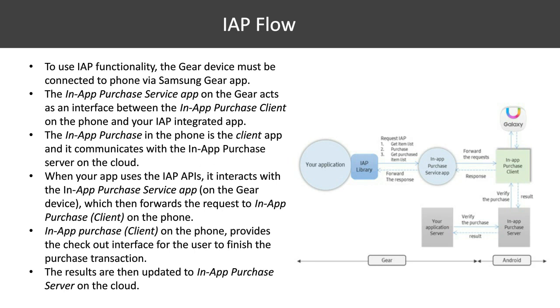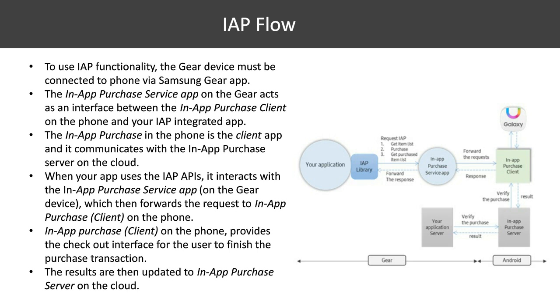So this is the IAP Flow, and these are all the software components that are available on the Gear device as well as on the phone to help finish the transaction process. To use the IAP functionality, the Gear device must be connected to a phone via the Samsung Gear app. There is an InApp Purchase service app on the Gear that acts like an interface between the InApp Purchase client application on the phone and your IAP integrated application.